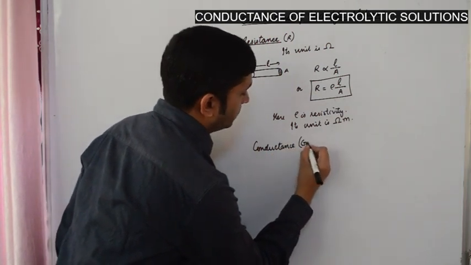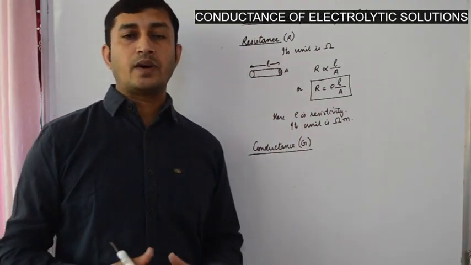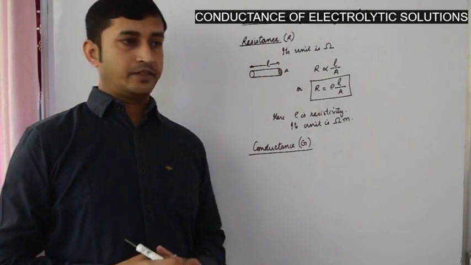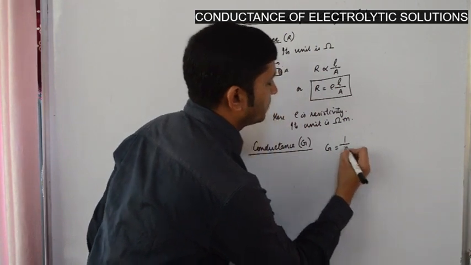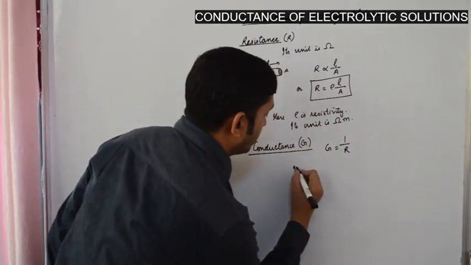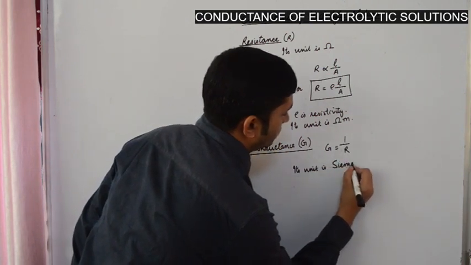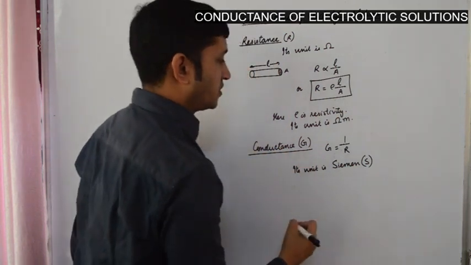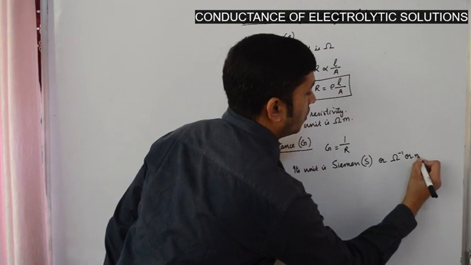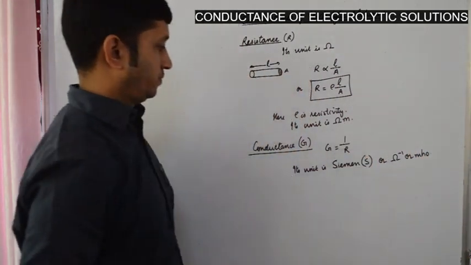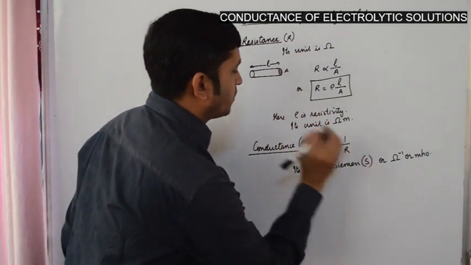It is denoted by G. We can define it as a measure of ease by which current flows through any conductor. We can write G is equal to 1 upon R. Its unit is Siemens, written as S, or also we can write ohm inverse or mho. Now we can see that conductance is inversely proportional to resistance.